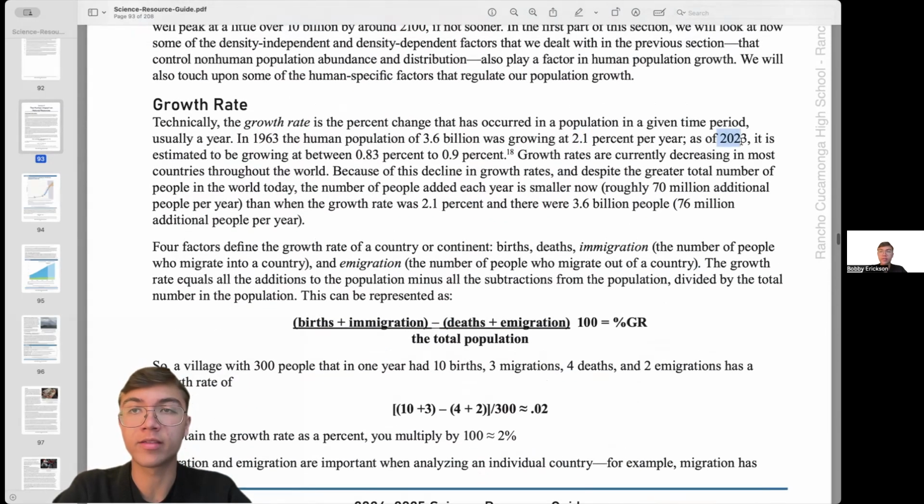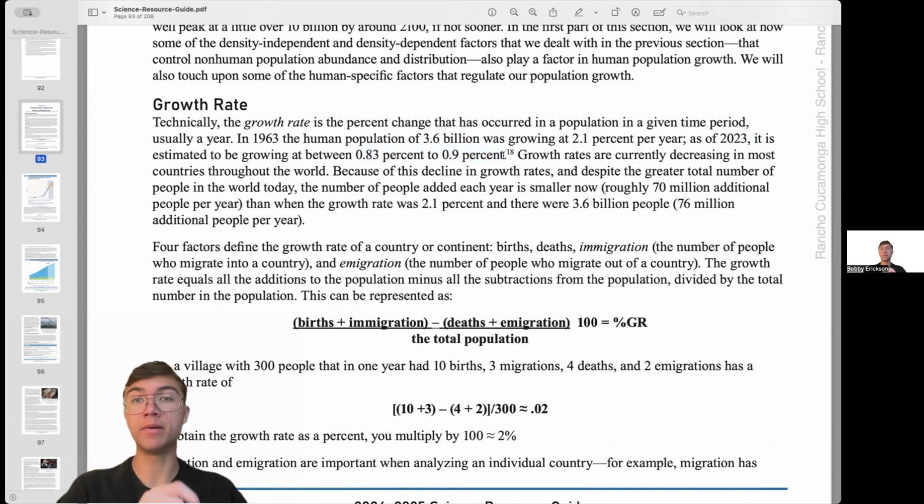But now in 2023, we are still growing, but at a lower percent. We are adding 0.83 to 0.9% to our population every year. In most countries in the world, growth rates are actually decreasing. Because of that, even though there is a greater number of people in the world, we're actually adding fewer people to the world per year than in previous years. The example they give here is that we're adding about 70 million additional people per year at a growth rate of 0.83 to 0.9%.